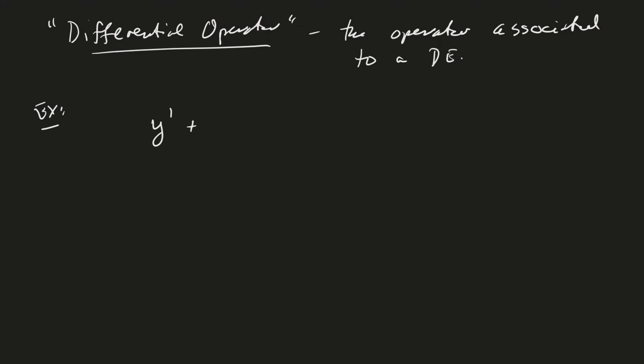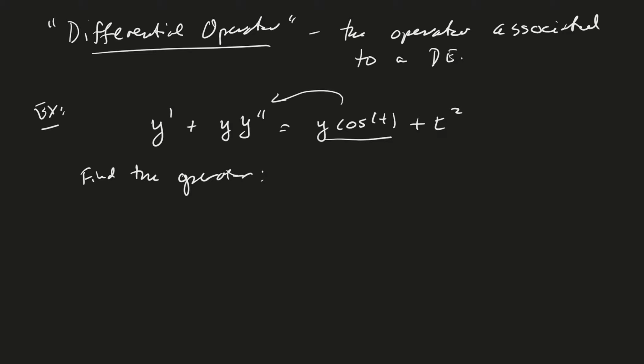y prime plus y double prime equals y cosine of t plus t squared. We want to find the operator. Well, we said move everything with y to one side of the equation, so we're going to move that one over, and we're going to have y double prime plus y prime minus cosine of t, I should put cosine of t first, times y equals t squared.